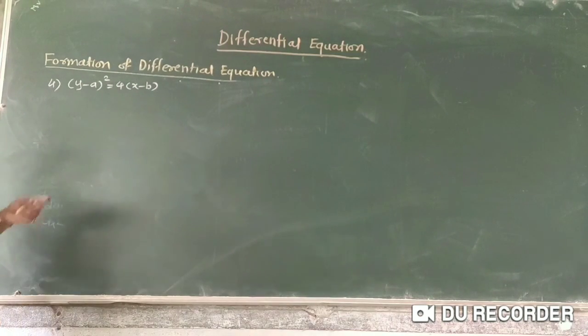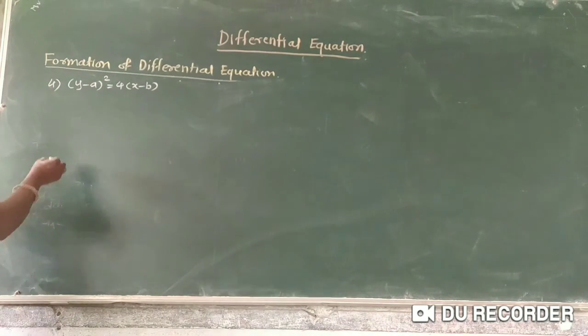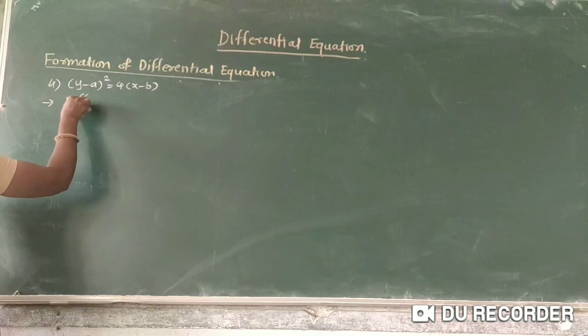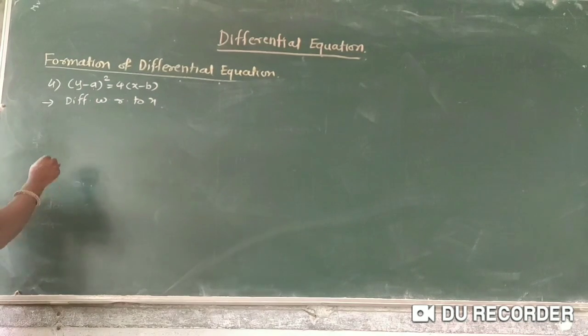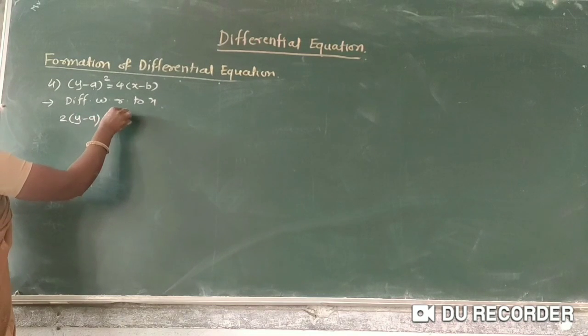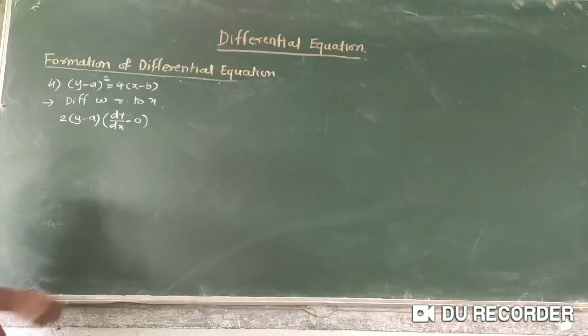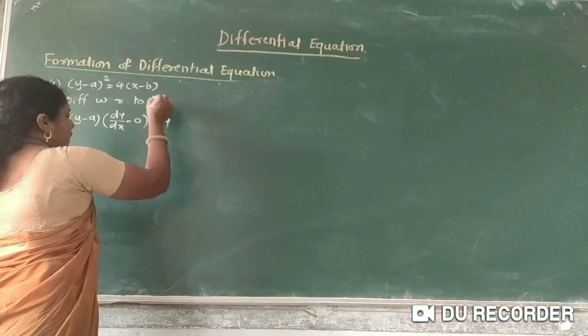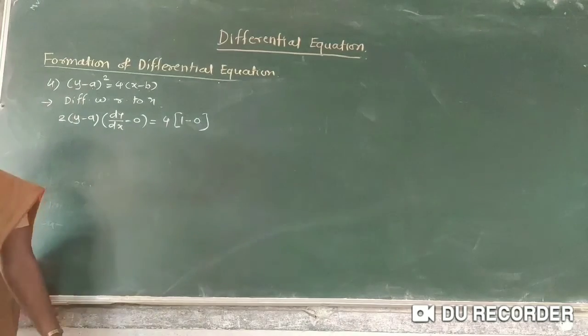This is the equation of general parabola, and here a and b are the two constants. Therefore, we can differentiate two times, then these constants can be eliminated. See the solutions. Differentiate with respect to x. Derivative of (y minus a) bracket square is 2 times (y minus a) into derivative of y is dy by dx minus derivative of a is 0, which is the constant, that is equal to 4 is the constant. Again derivative of (x minus b) is 1 minus b is the constant, its derivative is 0.